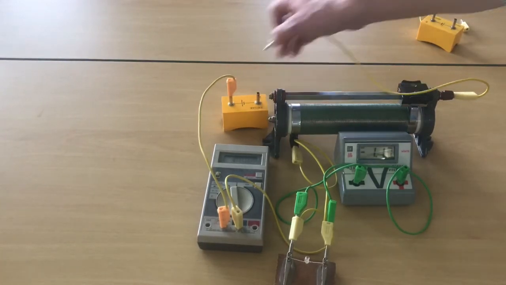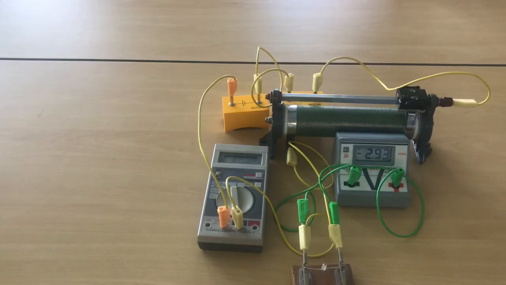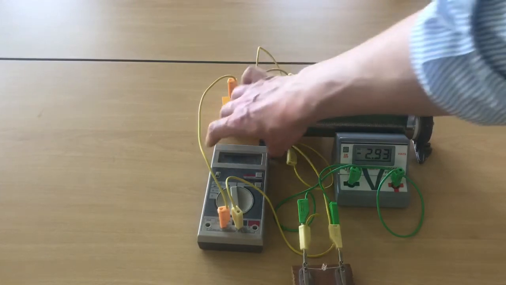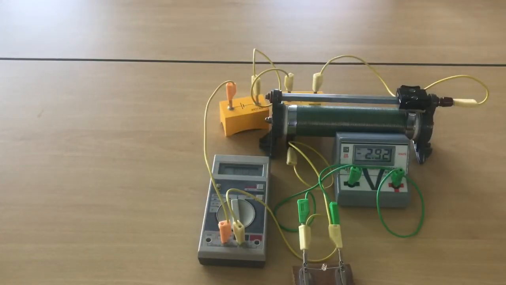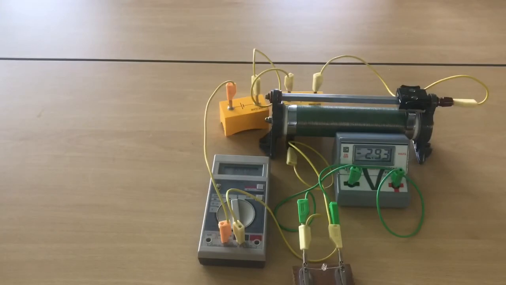We'll add in the second cell. Make sure the slider is right over to the right hand side. You can see we've got a potential difference reading of negative 93. And interestingly, you'll notice the LED has not come on. We still have a current of 0 amps. So we're putting these readings in our results table.